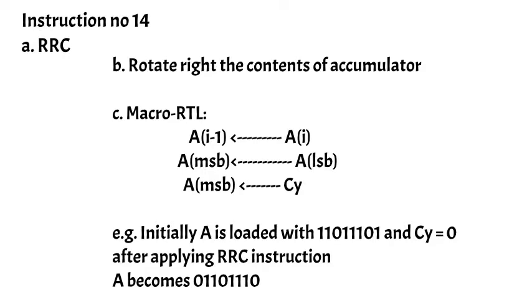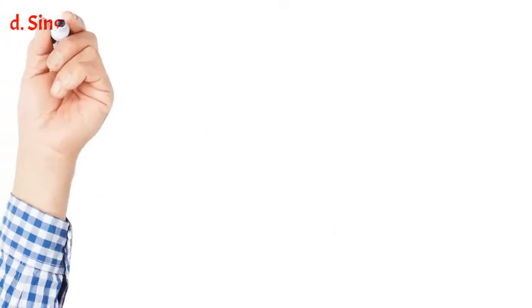Initially, A is loaded with 11011101. Shift all the digits towards the right. The output will become 01110. And the most significant bit basically will take whatever the value of the carry flag is. If the carry flag is right now 0, the most significant bit becomes 0. If the carry flag were 1, then the most significant bit becomes 1.